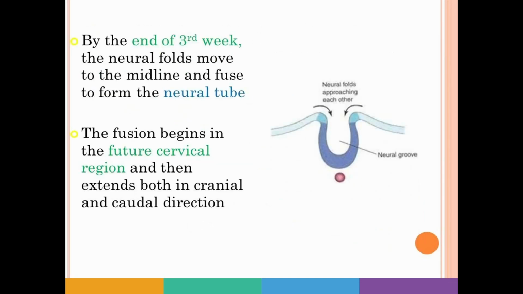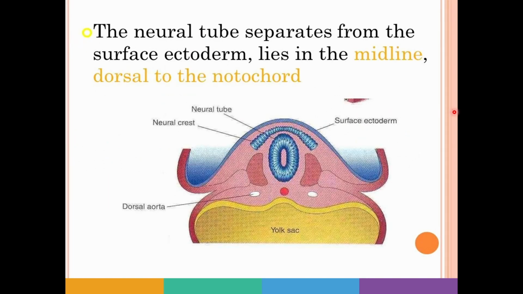Now, by the end of the third week, the neural folds move to the midline and fuse to form the neural tube. You can see here, these folds are being formed into the neural tube. The fusion begins in the future cervical region and then extends in both the cranial and caudal directions. Now, the neural tube separates from the surface ectoderm and lies in the midline dorsal to the notochord.